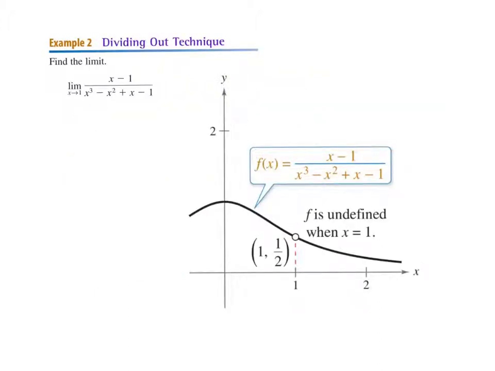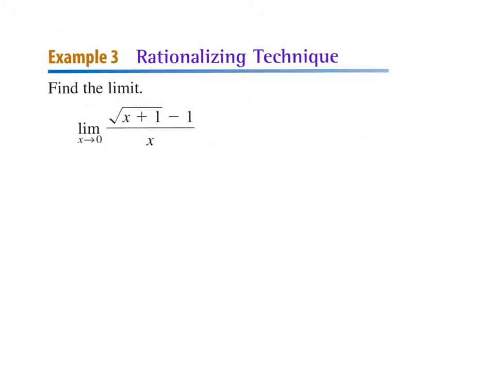Here's the graph of this function. Notice that the limit as x approaches 1 indeed is 1/2, as the limit from the right hand side and the left hand side match, and that limit is 1/2. Let's take a look at another example.